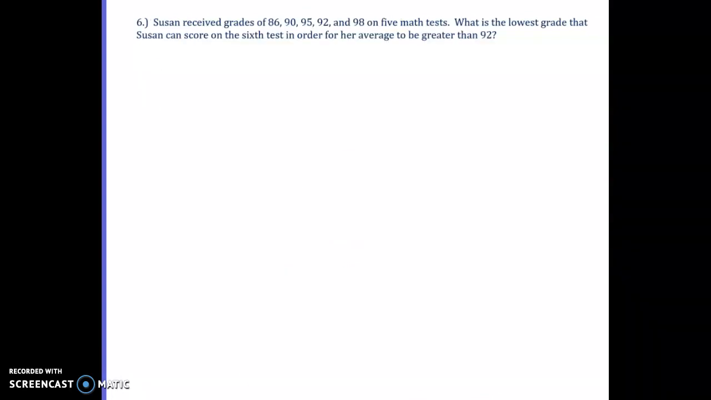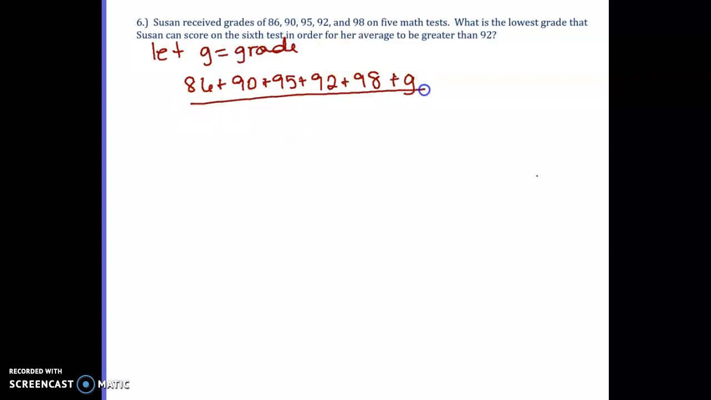All right, now the last one that we're doing right now, Susan received grades of 86, 90, 95, 92, and 98 in 5 math tests. What is the lowest grade that Susan can score on the 6th test in order for her average to be greater than 92? So the way that averages work is you take all of your scores, you add them together, plus our unknown. So let's let G be the grade, because we don't know what that missing grade is. So we're going to add it in, and then we're going to divide by 1, 2, 3, 4, 5, 6, and that's going to be greater than 92.